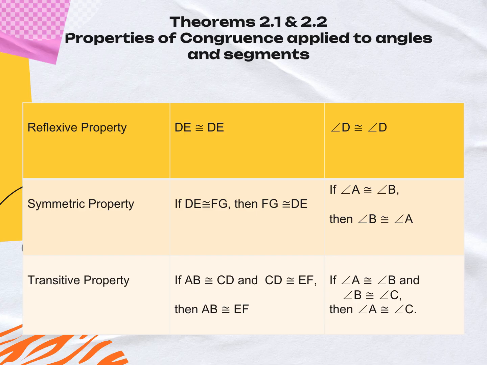Okay, so these are properties of congruence when we apply them to angles and segments. Under this column, these are the properties. Over here are the examples of those properties in relation to segments, and over here in relation to the angles.